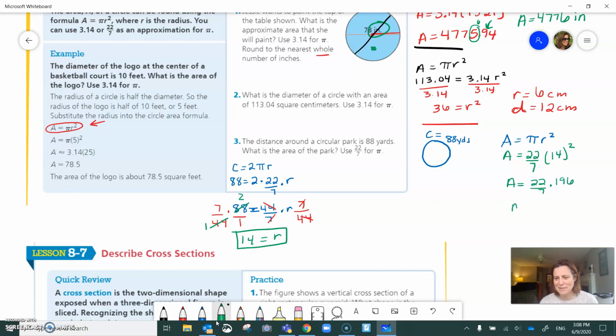Probably I should check it, but we all know I'm just gonna follow this up with another video and say I've made a huge mistake. Okay, so I'm just gonna go straight across. 22 times 196 divided by 7 is 616. So I think that the answer is 616 yards squared.